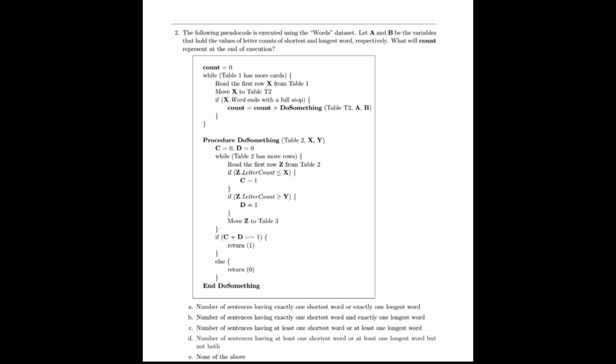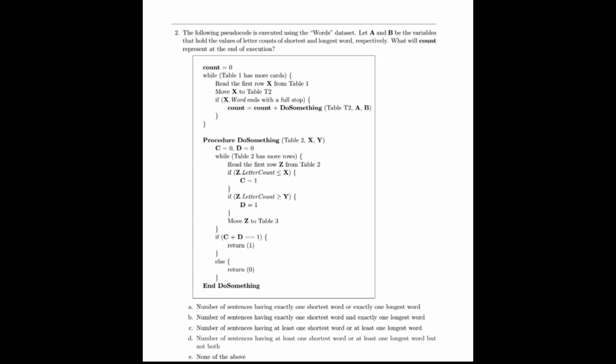Now in that table, the first condition is if Z dot letter count is less than or equal to X, then C is equal to 1. Here X is getting the value from the variable A, which is holding the value of the letter count of the shortest word length. So the word which we are reading, if its letter count is less than or equal to the shortest word length, then C will be given value as 1.